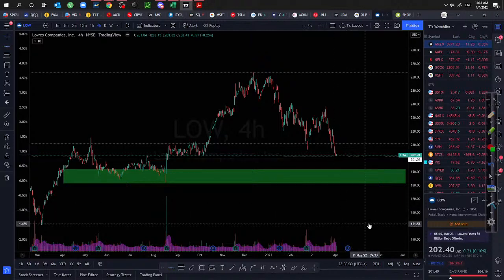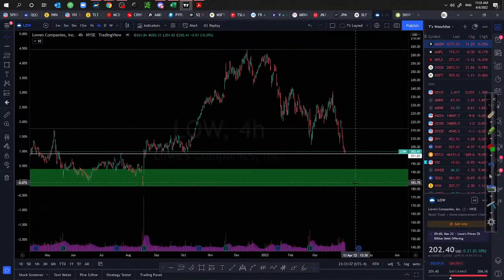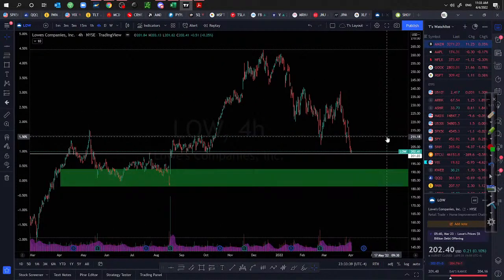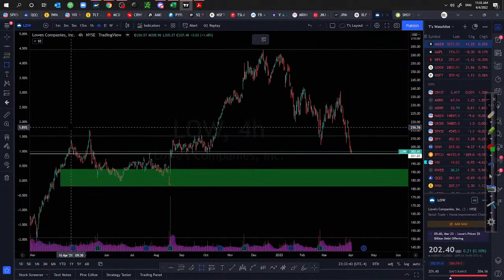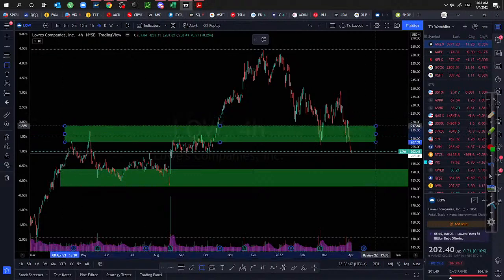Boom. Sees the downside extension, but I do want a pullback first. Let's see if we can retest this dual zone here. Would be nice. Let's see. So we're looking at this level here.